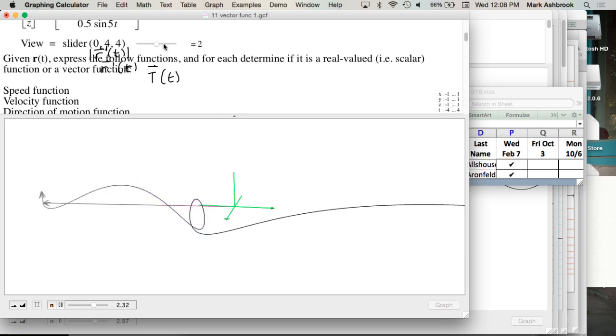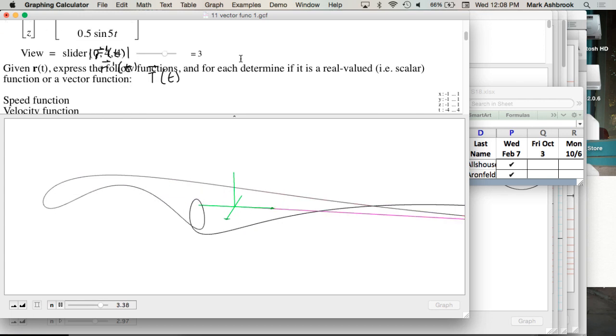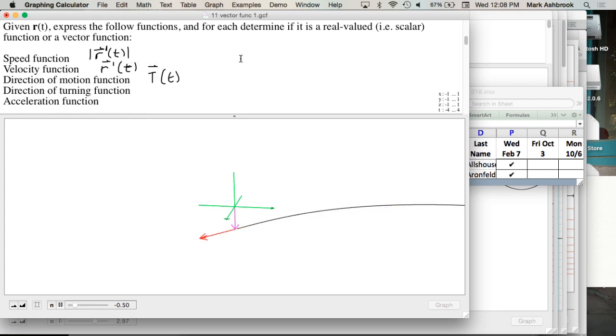Capital T. That's the unit tangent, and that's this one. So now I'm showing you just the T function, right? Magnitude 1 always, pointing in the direction of motion. Okay, direction of turning function.